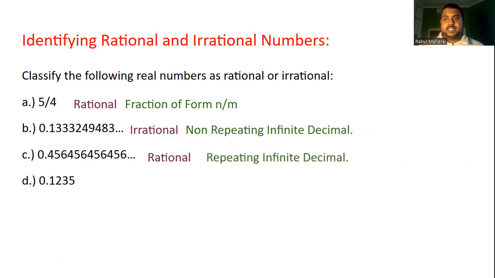Lastly, we have a finite decimal, 0.1235, which counts as rational because it's a finite decimal.